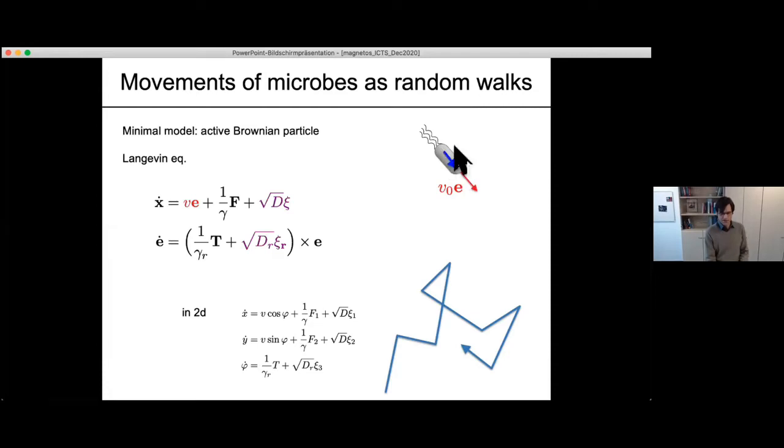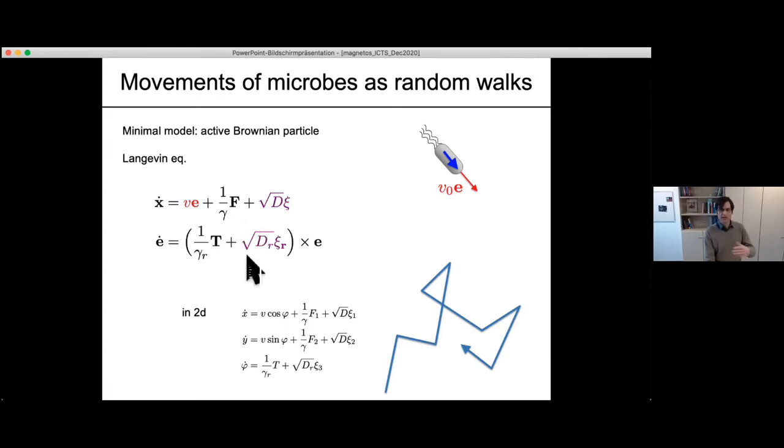And the position and orientation of this bacterium follows a Langevin equation, where the position changes according to a velocity. This is the self-propulsion, so it moves in its current direction. It may be subject to external forces, but it's also subject to noise. So this alone would just be Brownian motion in the position. And then the orientation, which enters in the self-propulsion here, is also potentially subject to external torques. We'll see an example later when we have magnetic fields, but also noise.